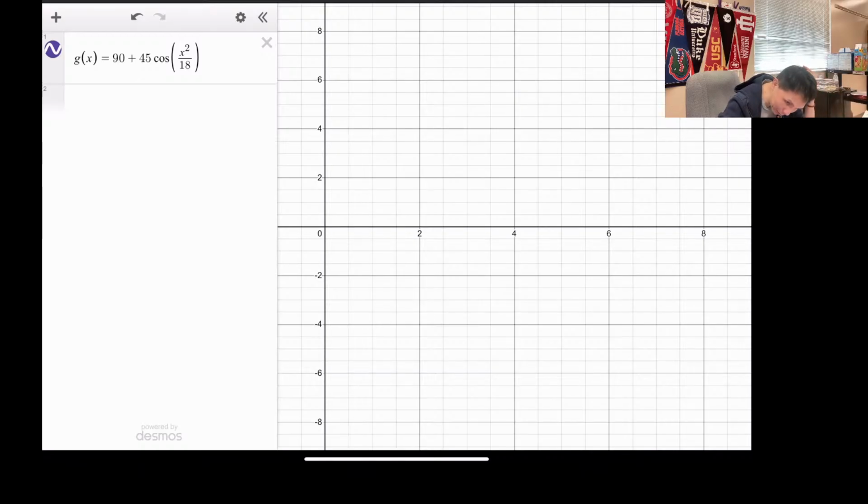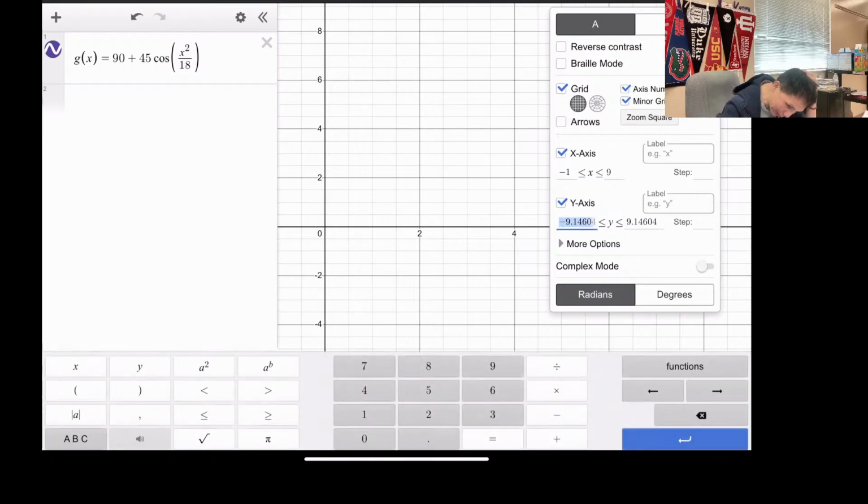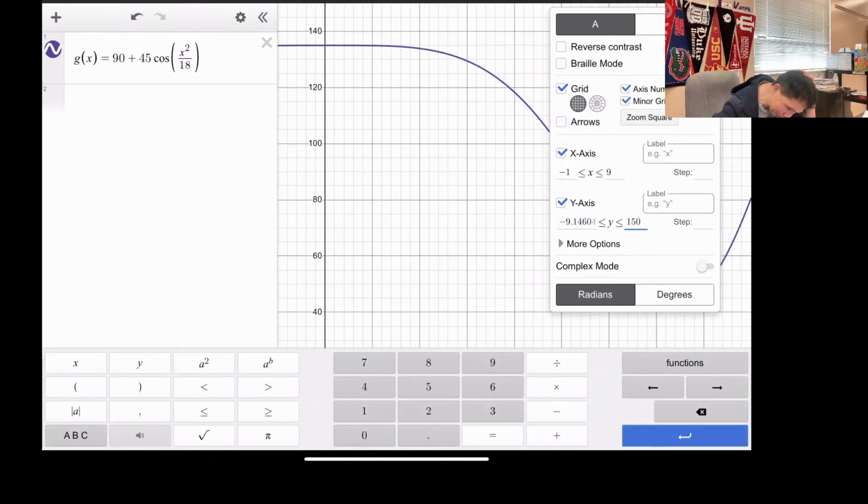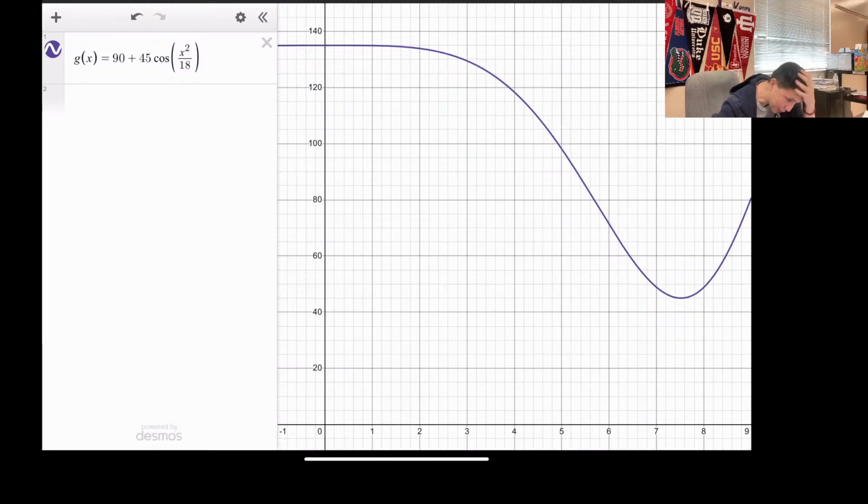So I can do range. I can say that's like maybe a 150. So this is the graph, but I don't need a graph. I just want to show you how to adjust your window.